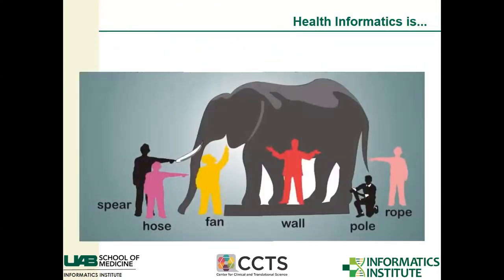So has anybody seen this sort of diagram before? It is an old Chinese proverb about blind men seeing different parts of a single entity and perceiving it as very different things. If you are touching the tail of an elephant, it feels like a rope. If you are touching the tusk, it feels like a spear. And informatics is very much like that. It really depends on what your interests are, what part of informatics touches your discipline.